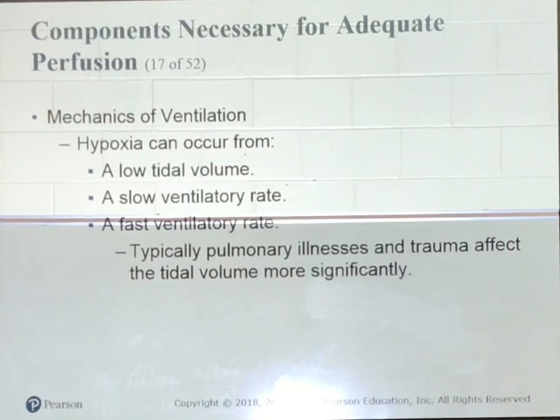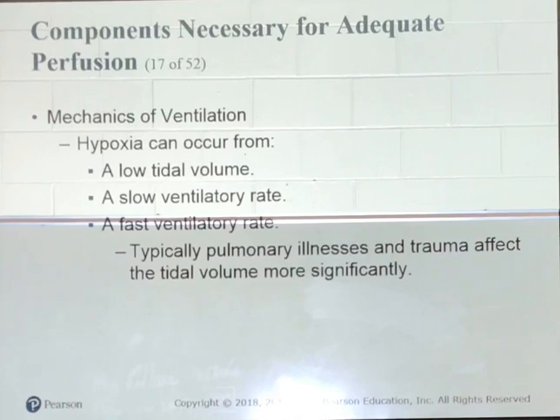Hypoxia. You can get this from low tidal volume, slow ventilatory rate, or fast ventilatory rate. Okay? A low tidal volume decreases the alveolar ventilation by not putting enough air into the alveoli with each breath. Not enough air goes in, it doesn't get down to the alveoli, it does not have a chance to make that exchange with carbon dioxide. Okay? A ventilatory rate that is too slow will not provide enough air in the alveoli for adequate gas exchange either. A ventilatory rate that is too fast can cause two problems.